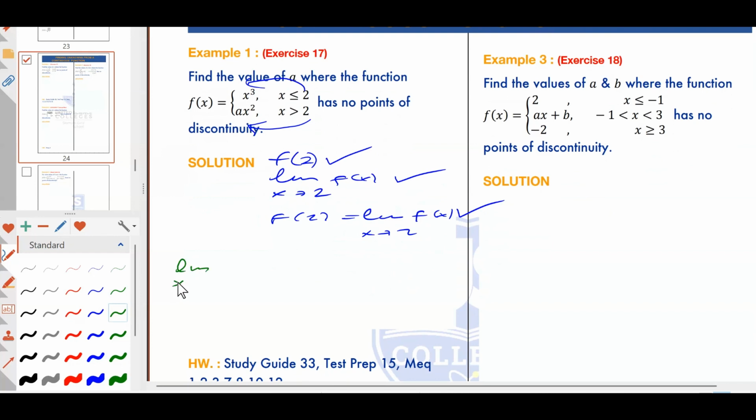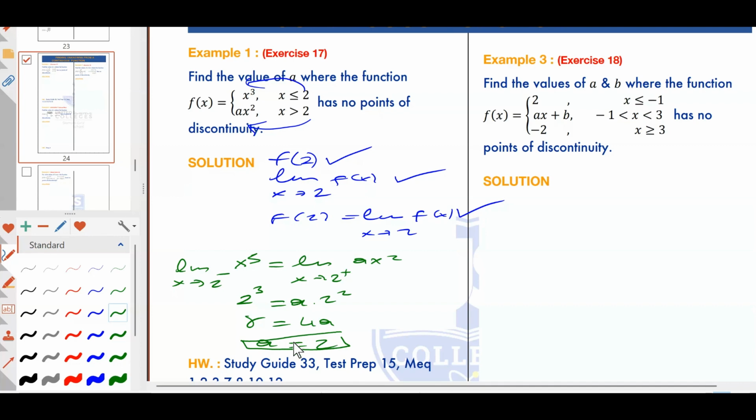Limit as x approaches 2 from the left of x cubed equals the limit as x approaches 2 from the right, where the right side function is ax squared. Insert 2 for x, so 2 cubed on the left, and on the right, a times 2 squared. 2 cubed is 8, and 8 equals 4a. Divide both sides by 4, a is equal to 2. So that's the value of the unknown. It's pretty simple. If there is a less than or greater than condition, you just check the right and left side limits and set them equal to each other to find the unknown.